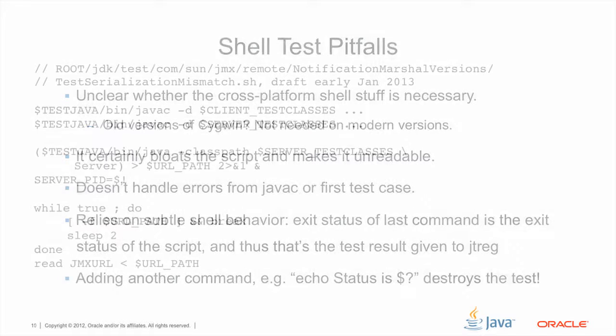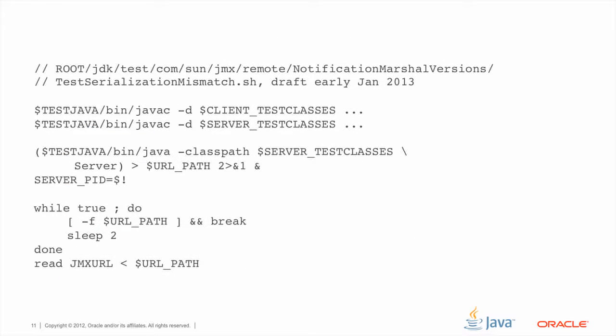This is a shell script called Test Serialization Mismatch. This is a draft of the test based in January 2013. This test has since been rewritten in Java. After looking through this shell script test, you'll be able to see why. There are many, many problems with it. But first, let's just look at the source code of the shell script.